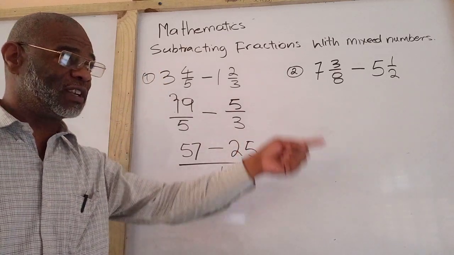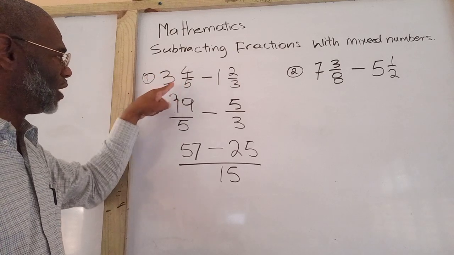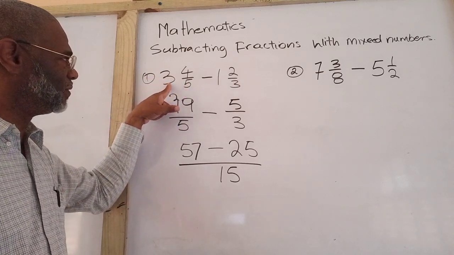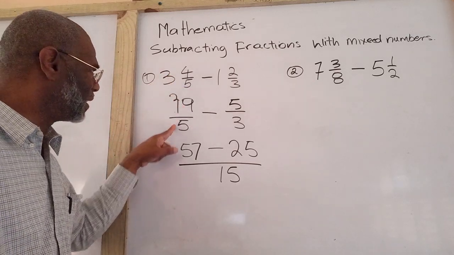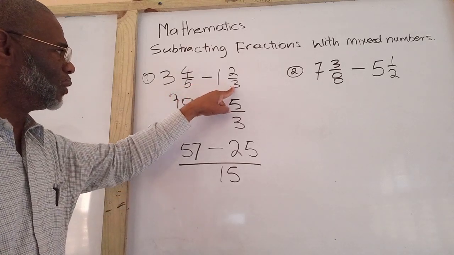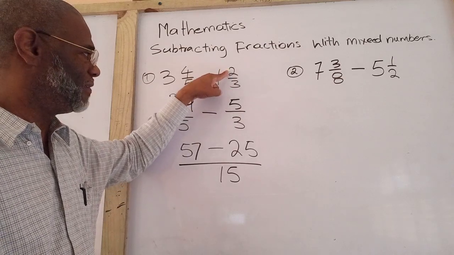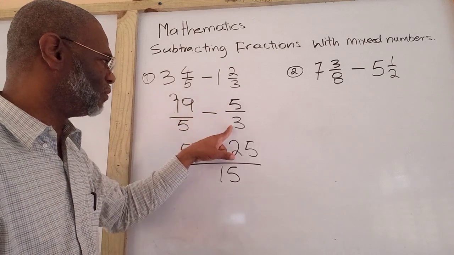Let's go over that again. So we are converting this mixed number to an improper fraction. We say 5 times 3 is 15, 15 plus 4 is 19. We put that back over the denominator. Then we come across here and we say 3 times 1 is 3, 3 plus 2 makes 5. So then we put it back over the denominator. That makes 5 over 3.